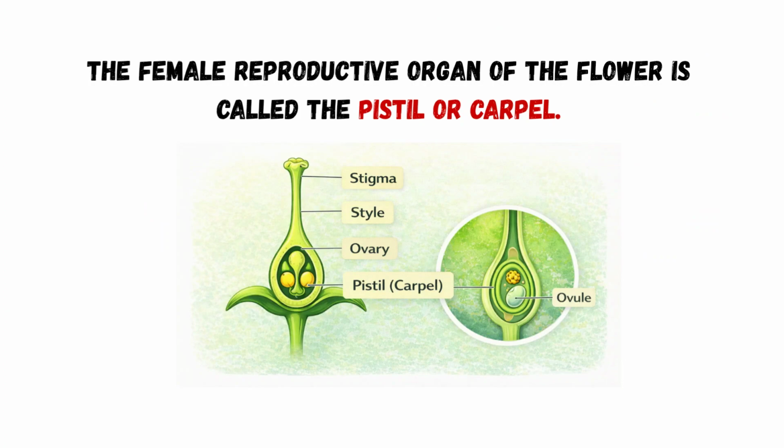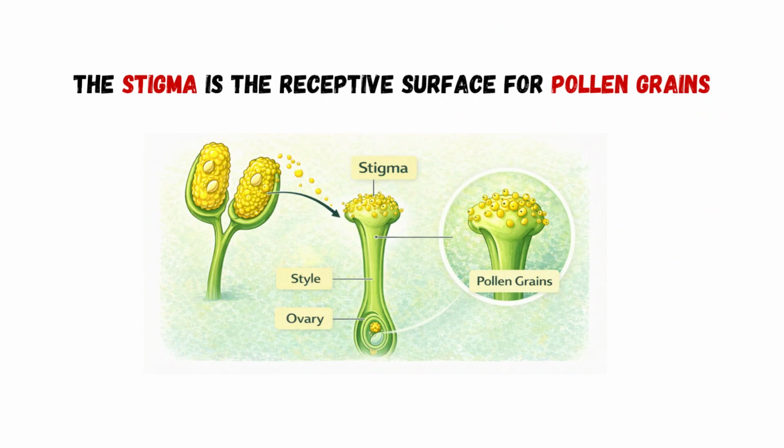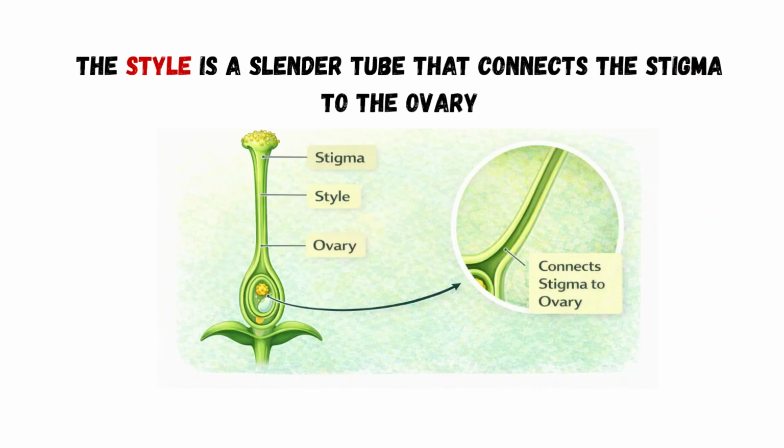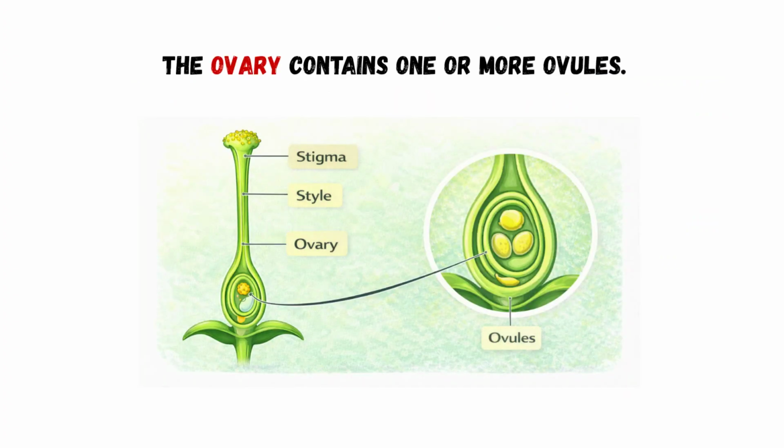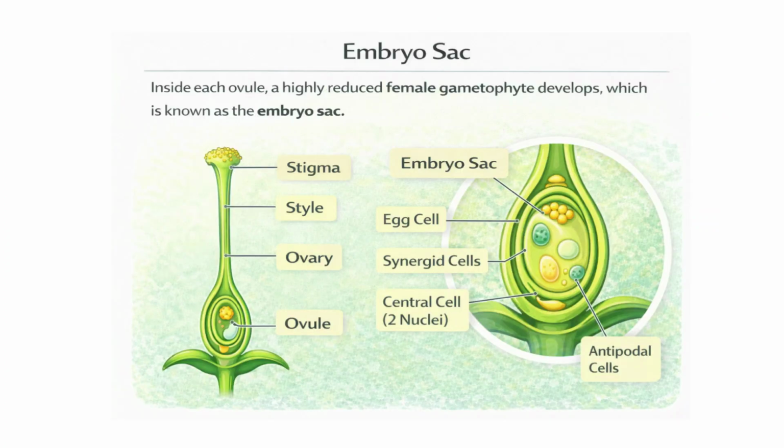These pollen grains contain the male gametophyte. The female reproductive organ of the flower is called the pistil or carpel. The pistil consists of three parts, which are stigma, style, and ovary. The stigma is the receptive surface for the pollen grains. The style is a slender tube that connects the stigma to the ovary. The ovary contains one or more ovules. Inside each ovule, a highly reduced female gametophyte develops, which is known as the embryo sac.